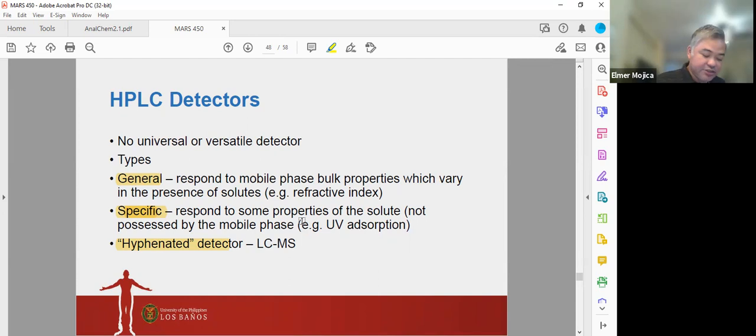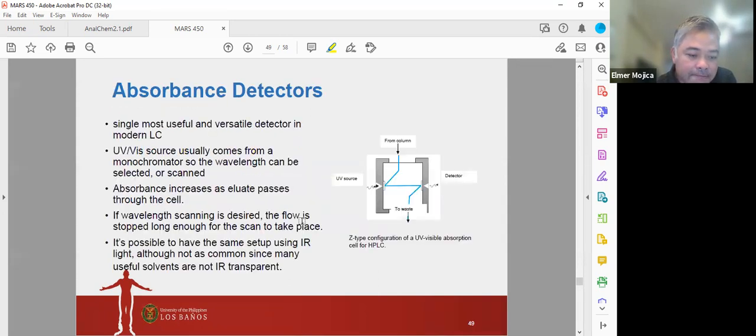Now, if you have a hyphenated one, usually this is the one that is attached, like LCMS, GCMS, but we're talking about HPLC here, so LCMS is the best example. Hyphenated, the one that has a hyphen. Now, the first type of detector that we have is the so-called absorbance detector, or the UV detector. It's the single most used and versatile detector in modern LC.